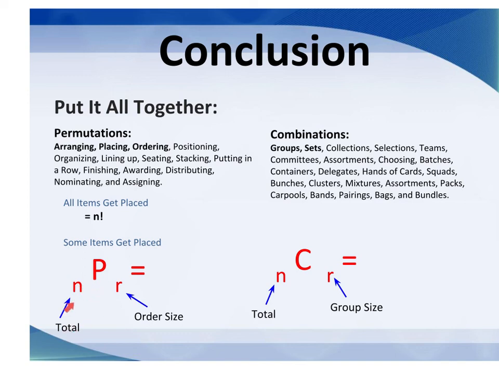So when you're using the P or the C, the total number of items that you're choosing from always goes first. The order size, and I'm using the word order because order is important, remember, something like AB is different from BA, goes second. And here we say the group size because the group implies that the order doesn't matter. In other words, if I said AB and BA, those would both be the same group of letters.